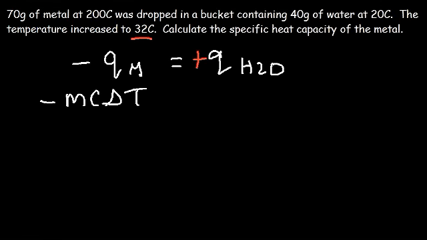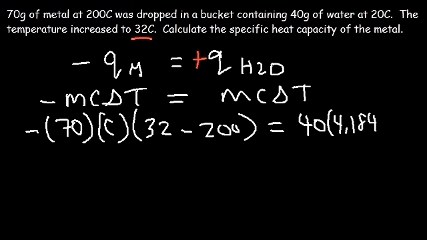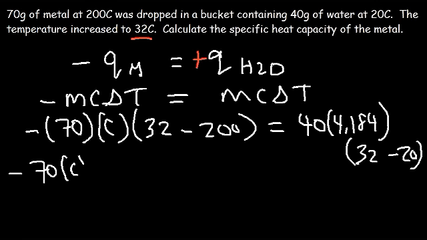So Q equals mcΔT for both sides. On the left side, we're dealing with a metal. The mass of the metal is 70. We're looking for C, the heat capacity of the metal, or the specific heat capacity. Delta T is the final temperature minus the initial temperature. The final temperature is 32 for both samples. The initial temperature for the metal is 200. The mass of the water is 40. The heat capacity is 4.184. And the temperature change, it's final minus the initial, which is 20. So we have negative 70 C times 32 minus 200. That's negative 168.